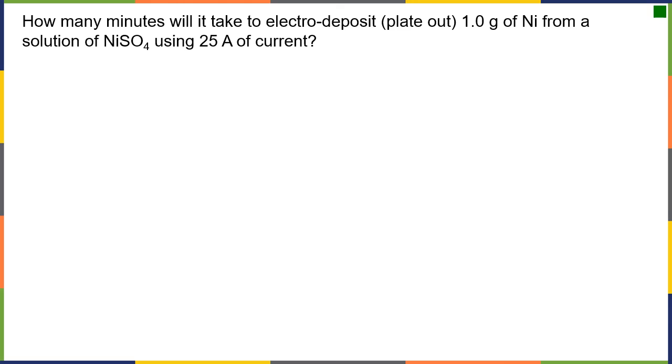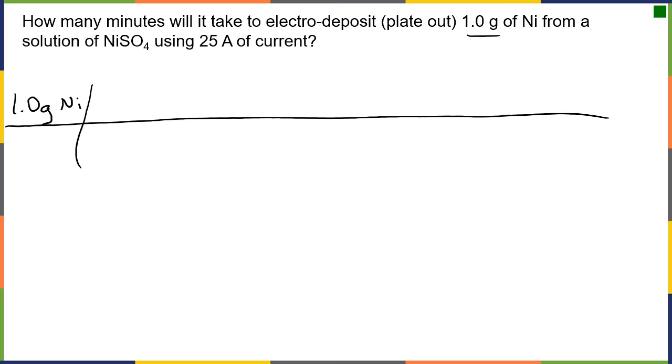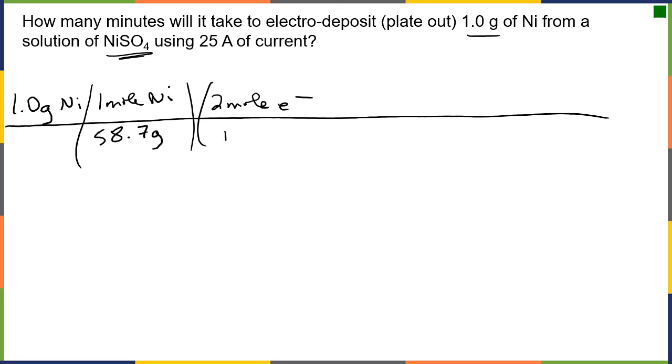So let's do one more. We want to know how long it takes to plate out 1 gram of nickel. So we're going to start out with 1 gram of nickel, and we're going to have to work through what we know to get the time. We know there's 1 mole of nickel. Off of our periodic table, our molar mass is 58.7 grams. We know our solution is nickel sulfate, so we have 2 moles of electrons needed for every 1 mole of nickel that is electroplated out, because Ni 2 plus plus 2 electrons goes into Ni. So we have 2 moles of electrons for every 1 mole of nickel.